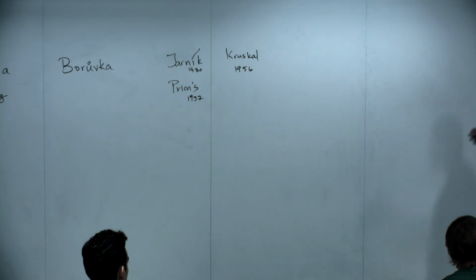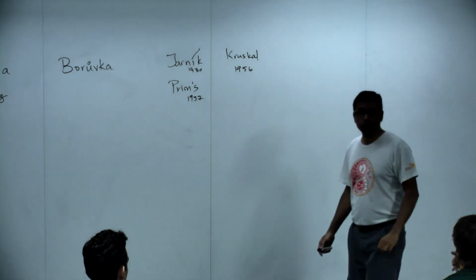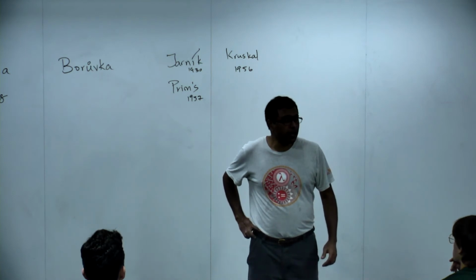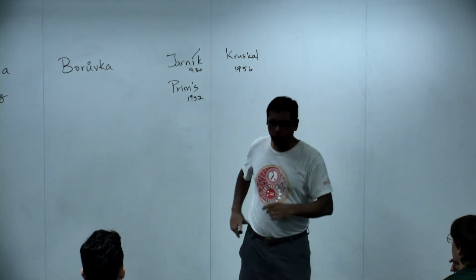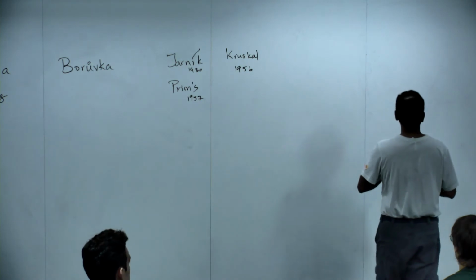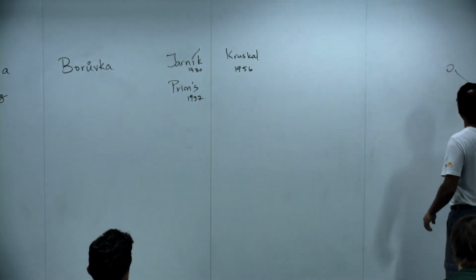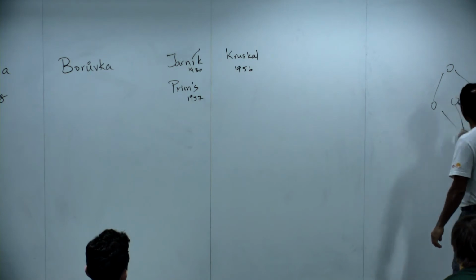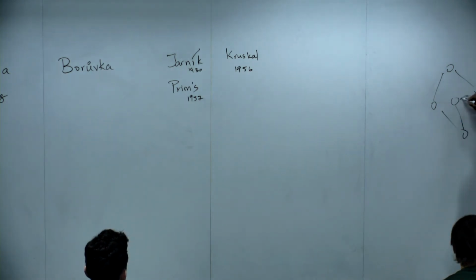Can it not be part of the solution? The lightest weight edge in the graph. So essentially what happens is we have a situation like this, right? I've got a graph. I've got a bunch of vertices, I've got a bunch of edges. And let's say this is the lightest weight edge in the graph.